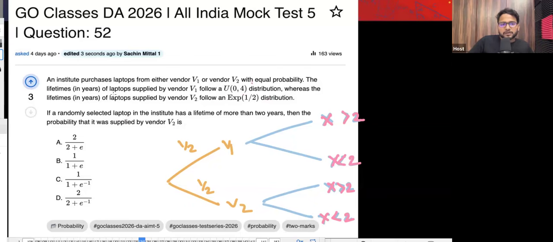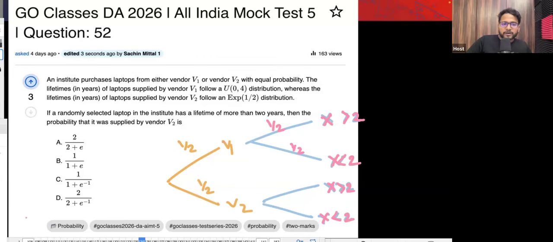Now they are saying that if you choose vendor V1, then the lifetime follows a uniform distribution from 0 to 4. So with a uniform distribution of 0 to 4, less than 2 and greater than 2 have equal probabilities, because 2 is exactly the middle. So it will be 1 by 2 for each.